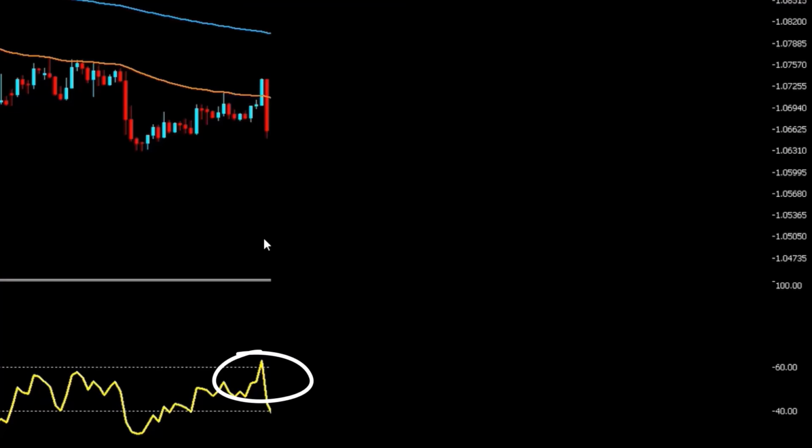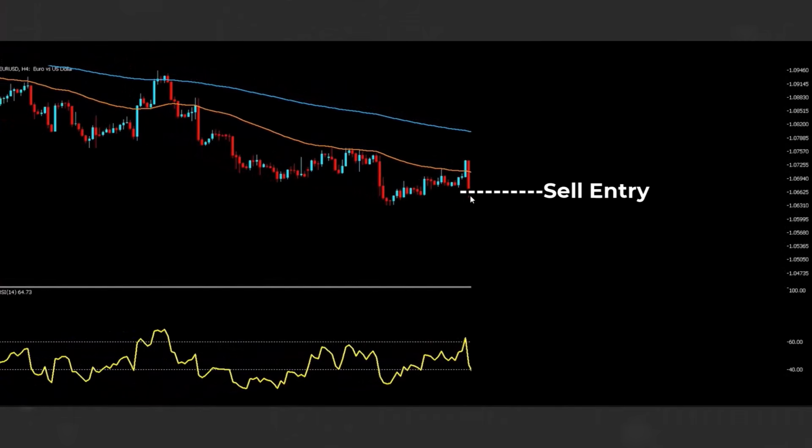Now let's check the RSI. During the pullback, RSI moves up toward the 60 level. This usually represents temporary strength inside the downtrend. Then RSI starts turning downward from around 60. This tells us the pullback may be ending. For additional confirmation, we wait for a bearish candle to close back below the EMA 50. Once that happens, we open a sell trade.